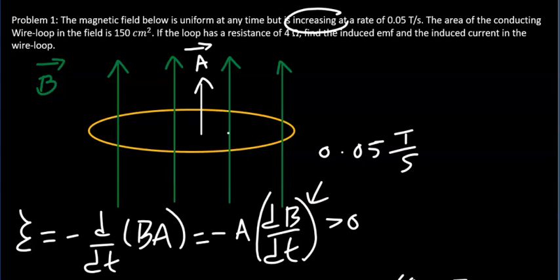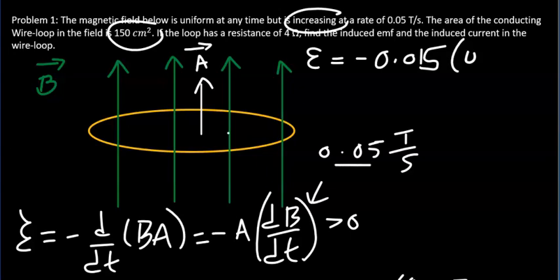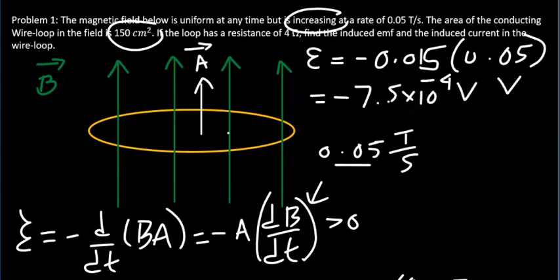Putting in the numbers, we get the following for the induced EMF. The area is 150 cm squared. Converting that to meters squared, you get 0.015. dB/dt is 0.05, and the unit is volt, because EMF is quantified in the units of volt. And you get minus 7.5 times 10 to the power minus 4 volts for the induced EMF.